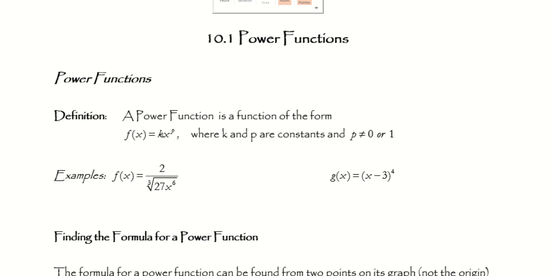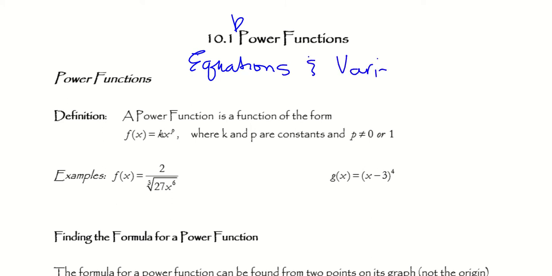Welcome, crew. These are our 10.1b notes, so our second notes on power functions, where we're going to talk specifically about how to find the equation of a power function, and we're going to talk about power functions and variations, specifically direct and inverse variation.